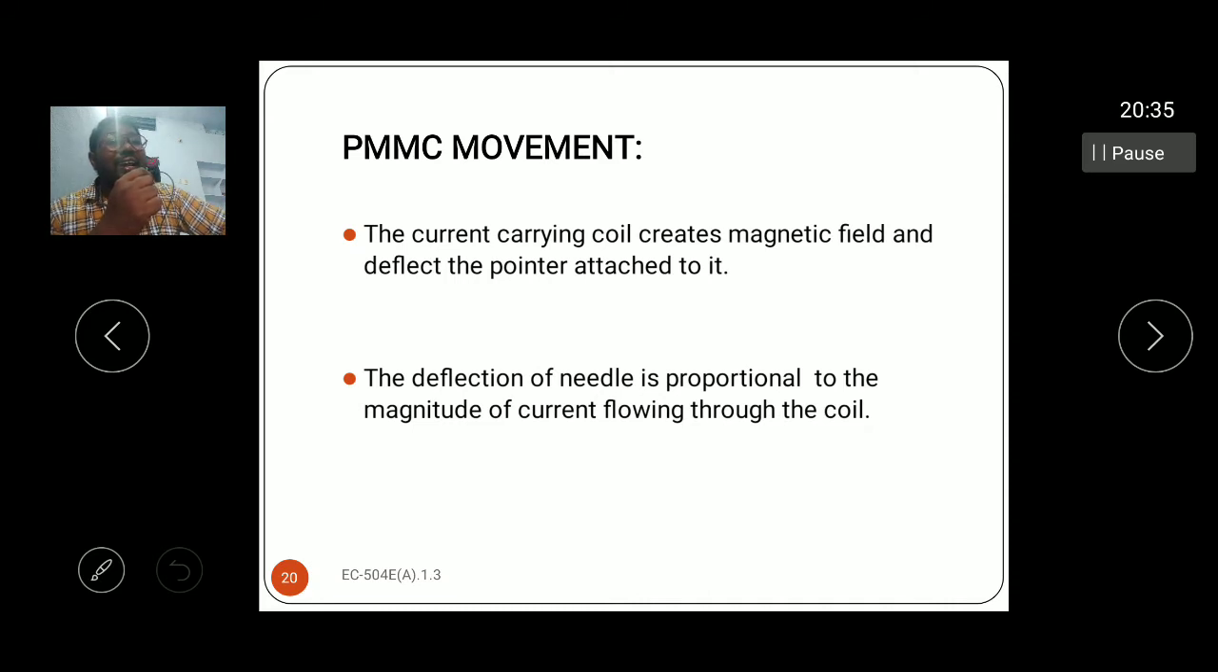That means the current carrying coil creates the magnetic field. Due to the movement of the coil, it generates the current. Due to the presence of current, the magnetic field is induced. The magnetic field deflects the pointer attached to it. The deflection of the needle is proportional to the magnitude of the current flowing through the coil.